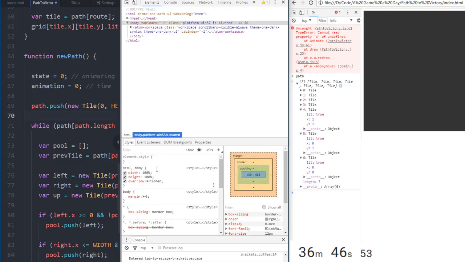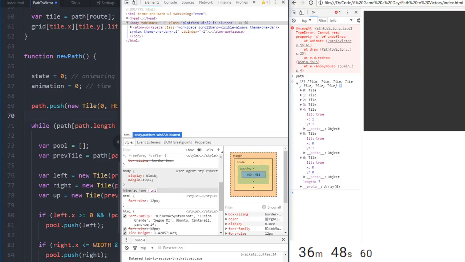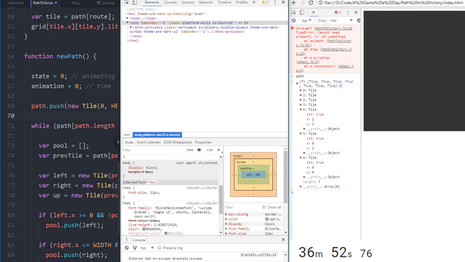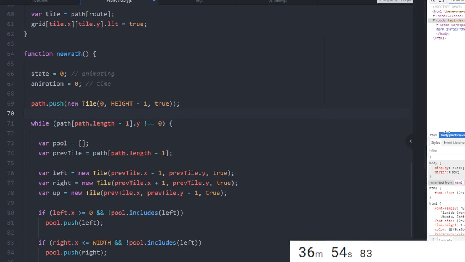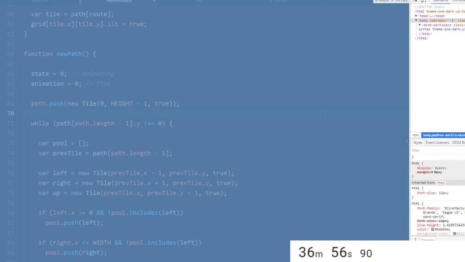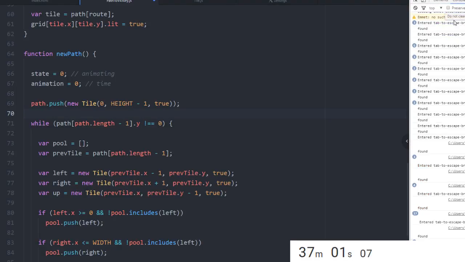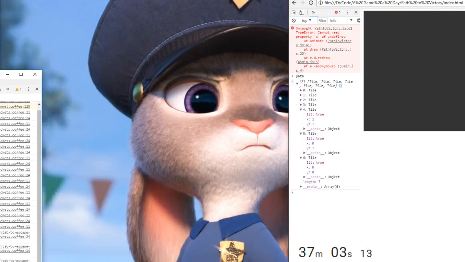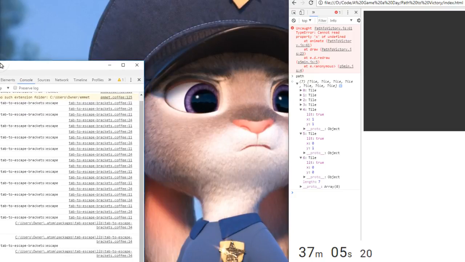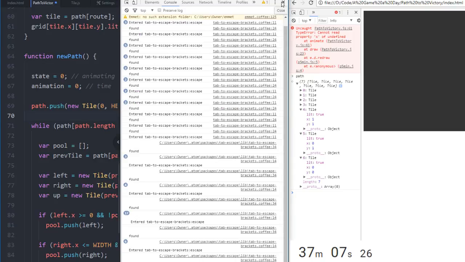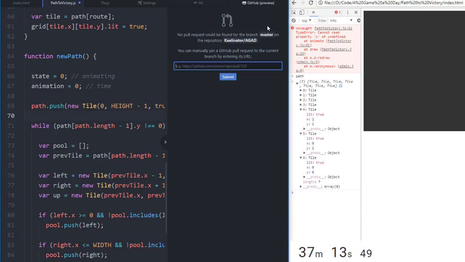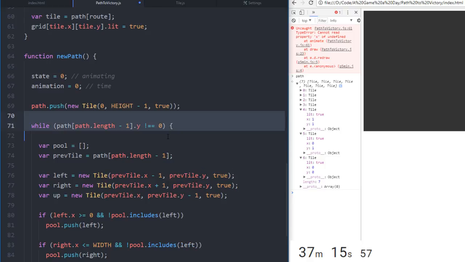Control-Shift-I. Whoa. Wait, is this... Whoa. This is Atom. How does it have Google and Atom? I don't understand. Get me back on. Get me back on. There we go. Whoa! And it logs everything. Oh, that's nice. Okay, well, anyways.